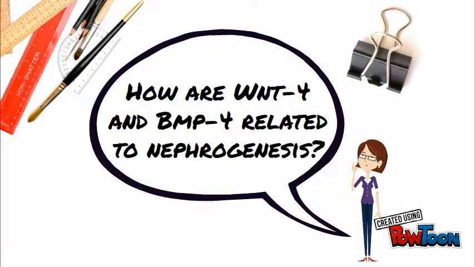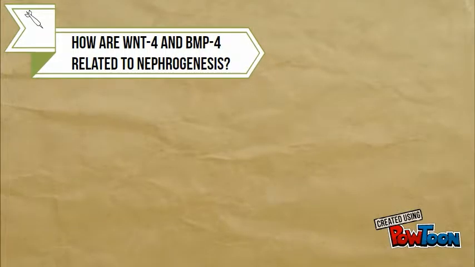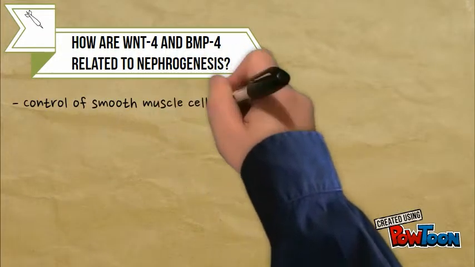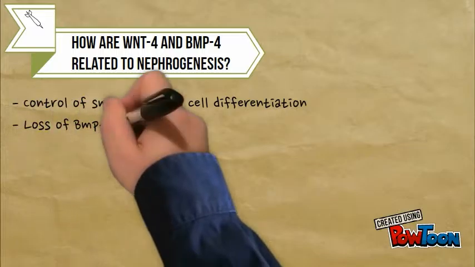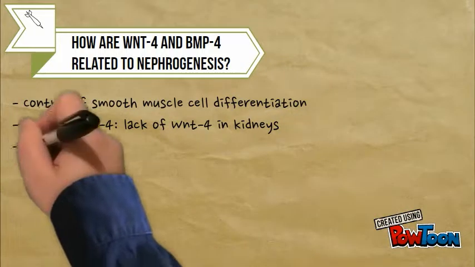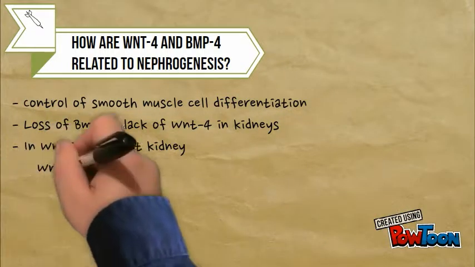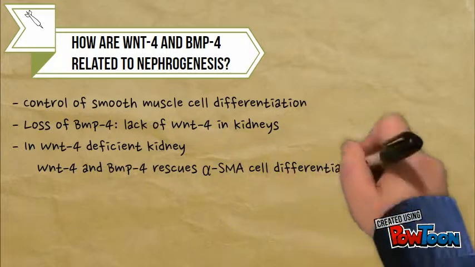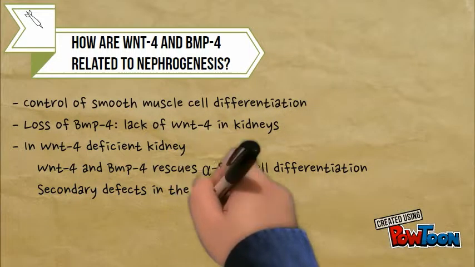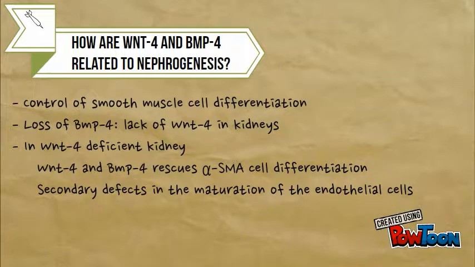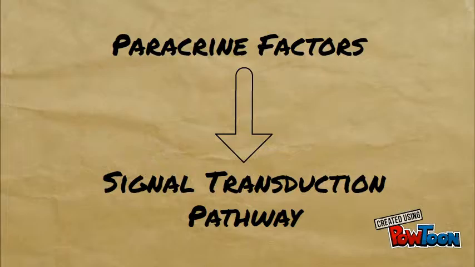So how are WNT4 and BMP4 related to nephrogenesis? Smooth muscle cell differentiation in kidney is controlled by WNT4 via BMP4. Both WNT4 and BMP4 rescue alpha SMA cell differentiation. Without it, endothelial cells in the WNT4 deficient kidney will develop secondary defects in their maturation. Paracrine factors act through signal transduction pathways.